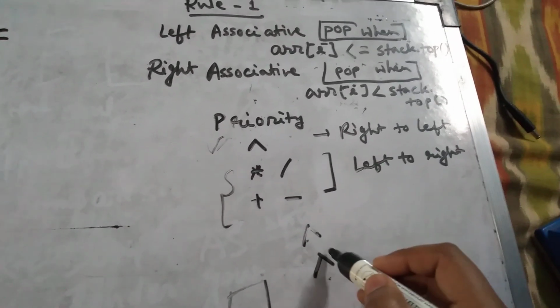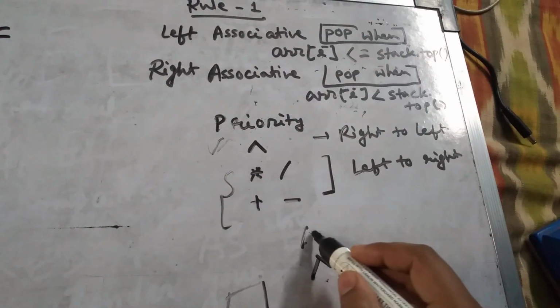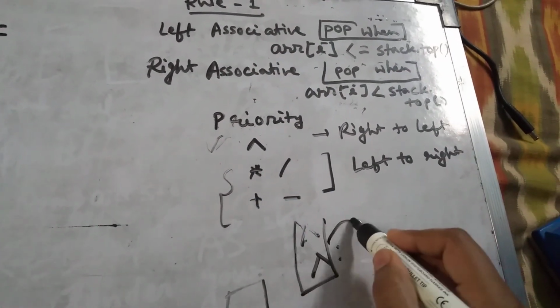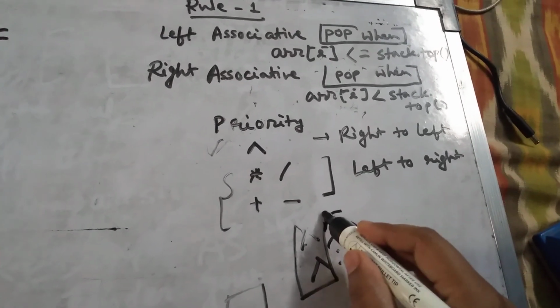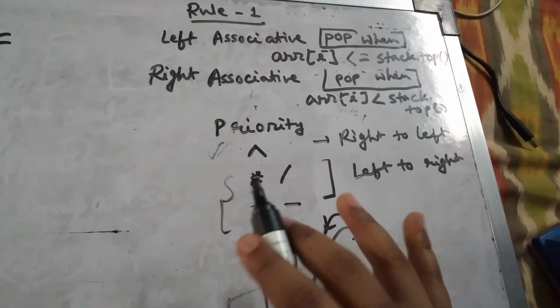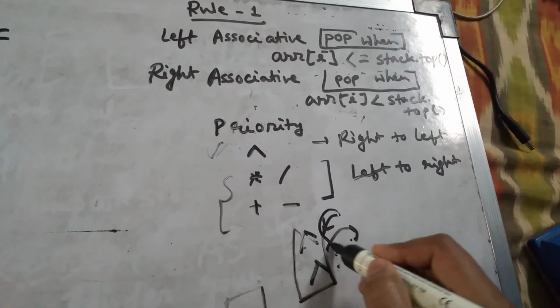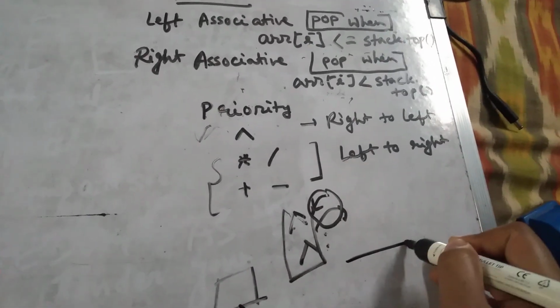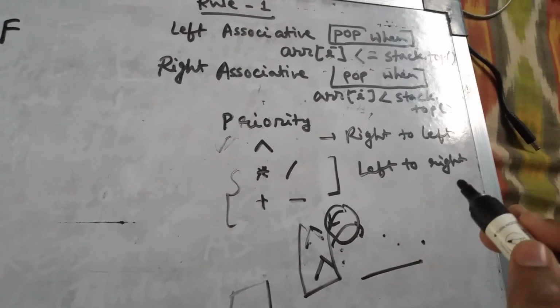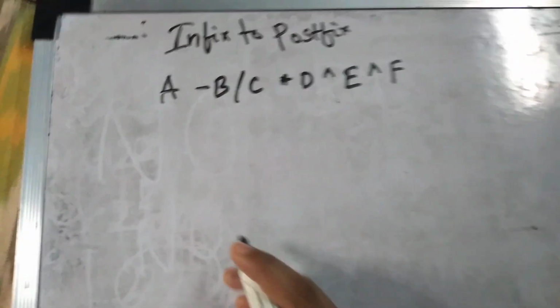If consecutive power operators, which are right associative, come, we do not pop from the stack, so they are placed one after another and there is no popping. That is why the whole result comes out correct, otherwise you get an incorrect result. Now we start our journey.